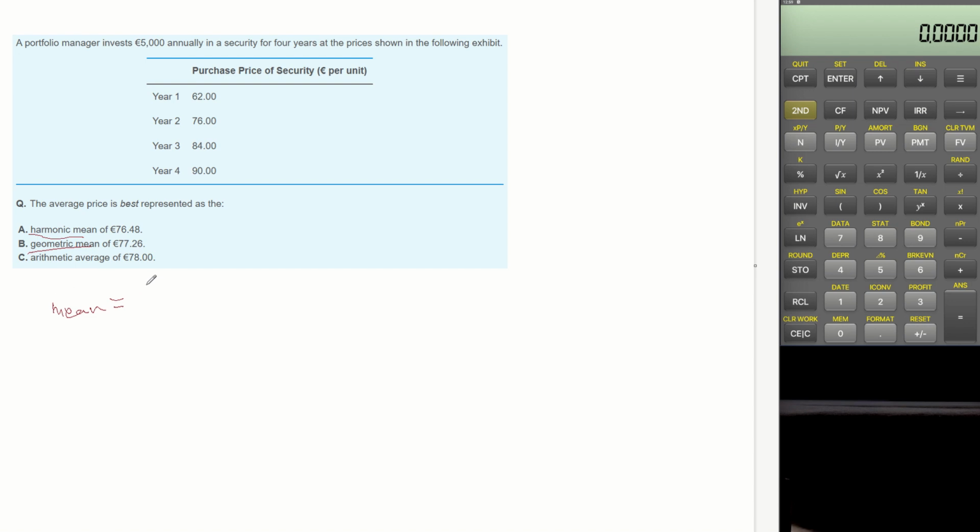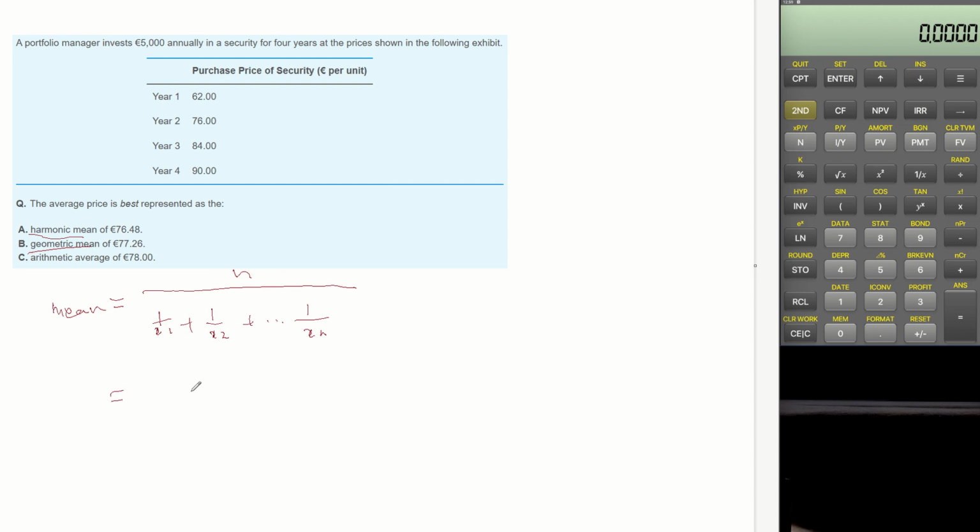Harmonic mean can be calculated by summing the reciprocal of the prices and dividing against the number of prices.